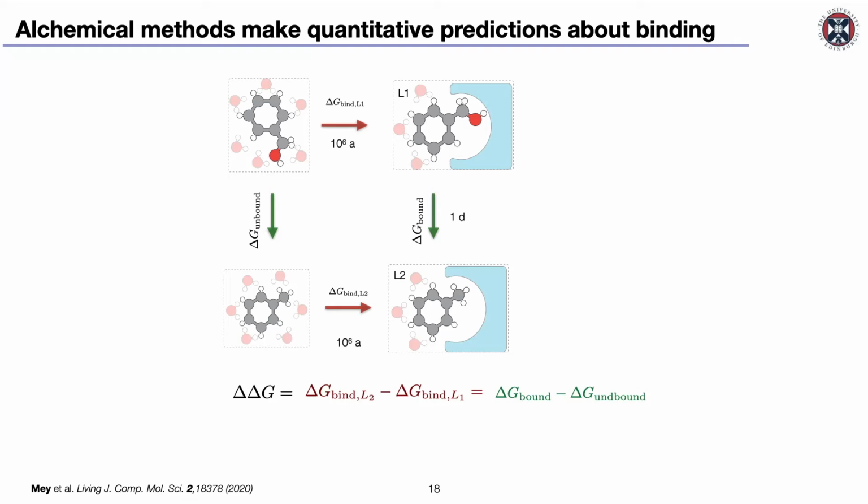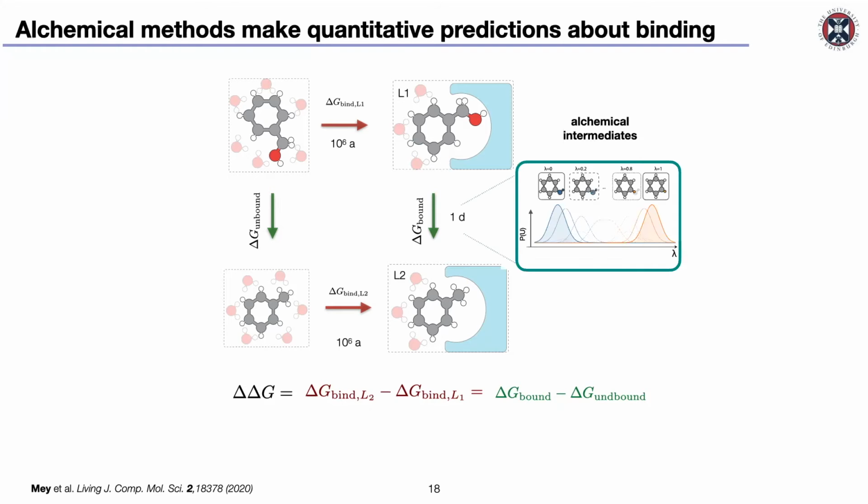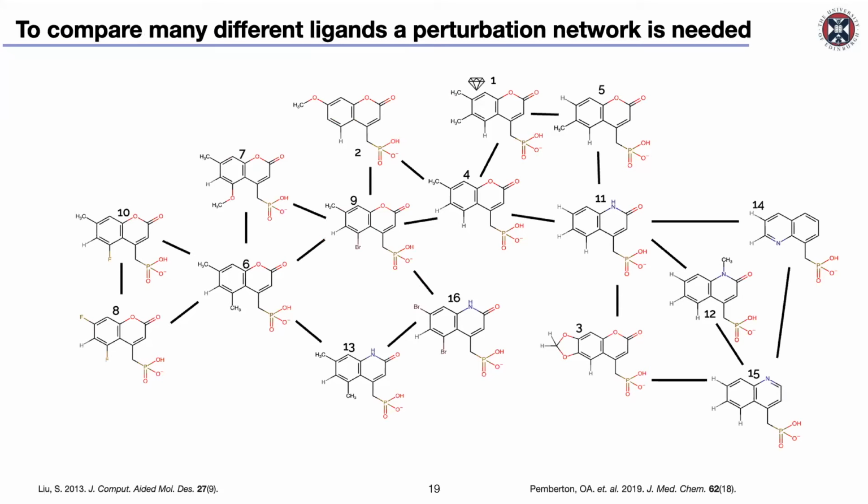Experimentally, I can't take that route, but in a computer, I can change the potential that describes ligand 1 to the potential that describes ligand 2. And I can do this through so-called alchemical intermediates. This is where the alchemy comes in. And you have this lambda parameter that basically tunes whether you're in ligand 1 or ligand 2. All right, so now I can actually compute differences between 2 molecules.